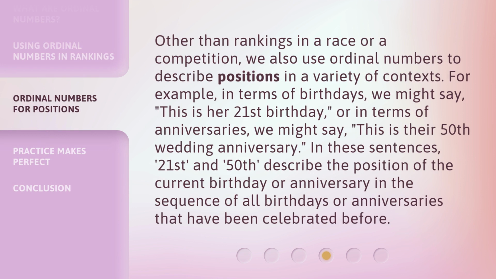Other than rankings in a race or a competition, we also use ordinal numbers to describe positions in a variety of contexts. For example, in terms of birthdays, we might say, "This is her 21st birthday," or in terms of anniversaries, we might say, "This is their 50th wedding anniversary." In these sentences, 21st and 50th describe the position of the current birthday or anniversary in the sequence of all birthdays or anniversaries that have been celebrated before.